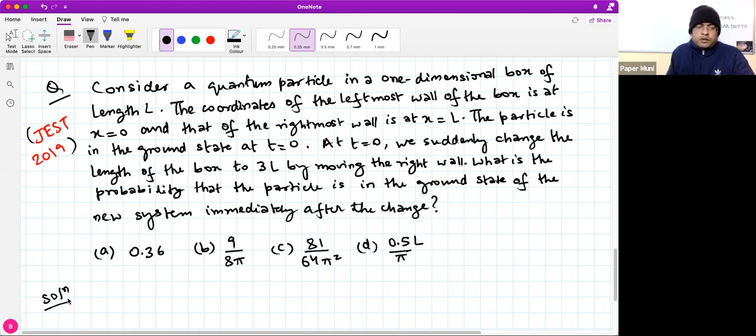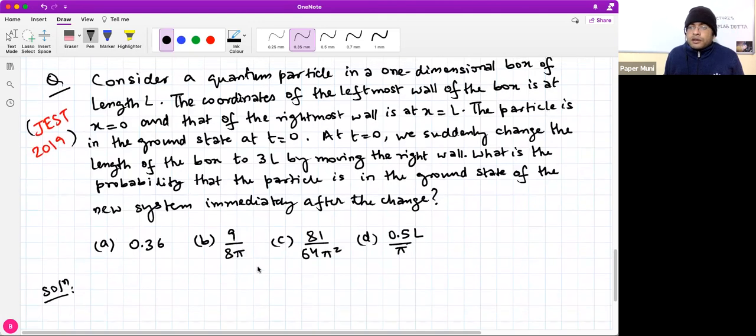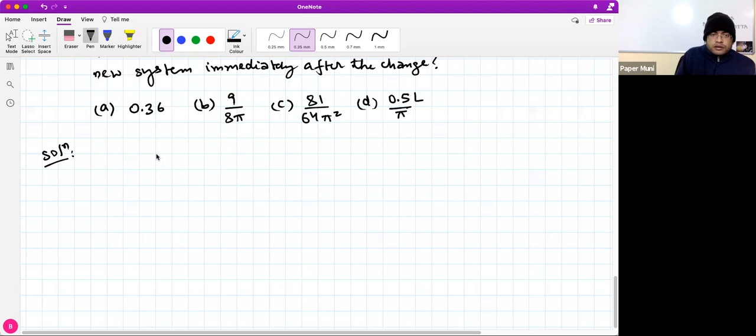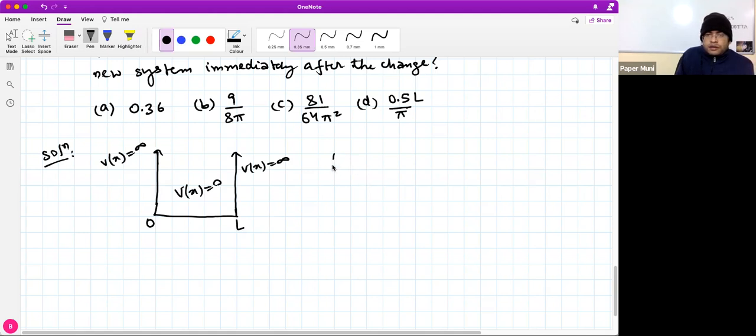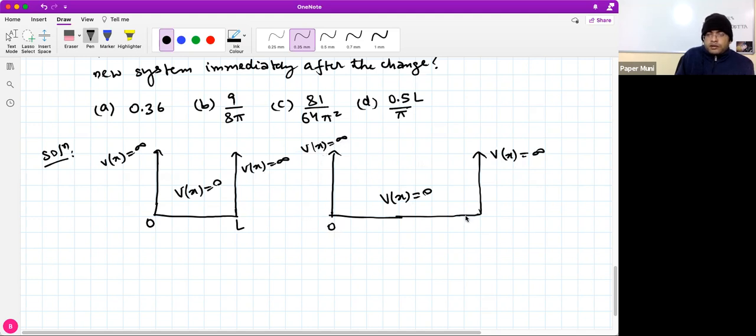So let's see how we can solve it. Have you written down the question? Is it clear to everyone? So let's draw the potential and see what is happening here. You have the potential V(x) infinite on both sides and V(x) equal to 0 inside. This was the initial potential, and suddenly the width of the potential becomes 3 times. This is of course not to scale. This will be 3 times the size of the initial one, with V(x) infinity outside, 0 inside, and the wall at 3L.